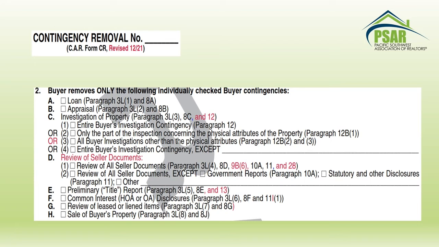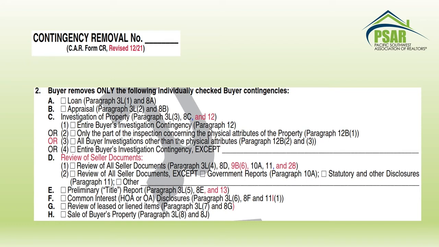So I'm talking general inspection and maybe my lead-based paint and wood destroying pest. Okay, maybe it's all investigations other than the physical attributes. So that means that I went over the title report, I went over everything else, right? Entire buyer investigation contingency except is C4. So oftentimes when we look at certain things like that, that's where we may have insurability, especially in high fire severity zones or very high fire severity zones. We may be looking at an insurability question. And if that's the case, we could take everything away, but we're still waiting on the insurance companies to let us know what a quote would be for that particular area.